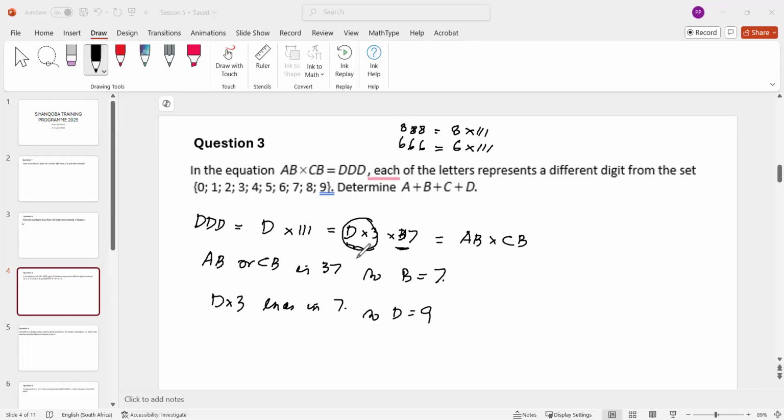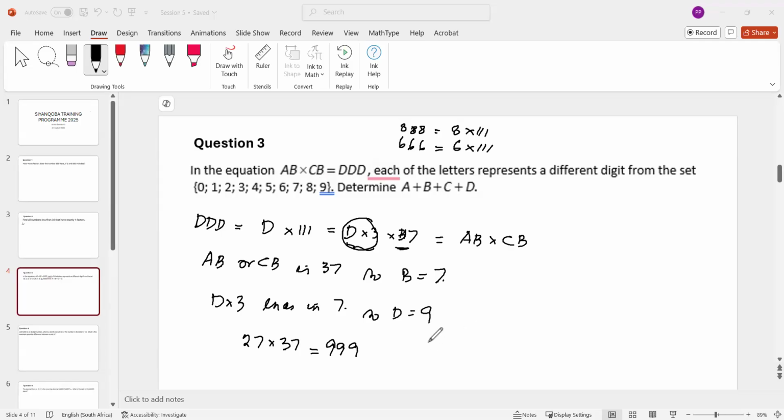Okay, so you got B and D, which helps a great deal. D is 9, and here you got 37 is one of them. And as we saw, the other factor is 3 times D, which is 27. So now you got the complete factorization of this thing, and you've got all the symbols.